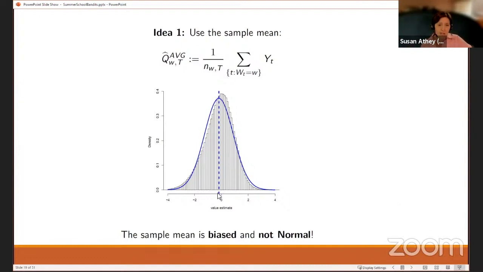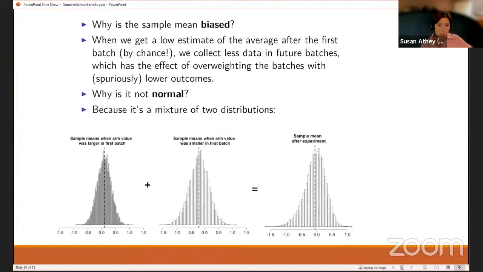And we see that our collected data has a mean less than 0 for each arm, and it's not normal. My distribution of sample means from running this over and over again for any particular arm are not normal. So why is that? What's going wrong?